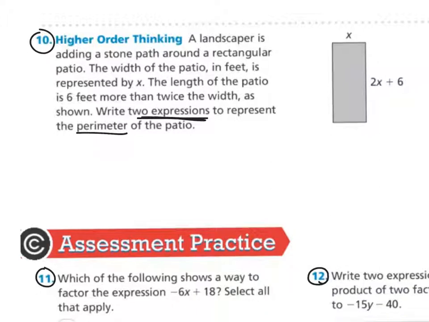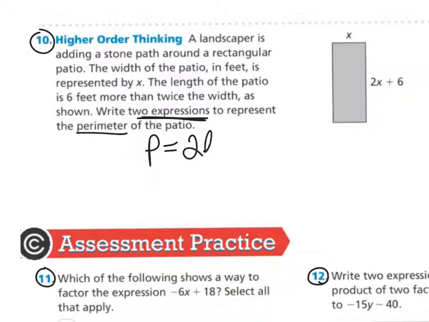Okay, so the picture they gave us, they actually didn't have to do that. That was nice of them. They could have just told us the information and we could have figured out the x and the 2x plus 6. For a perimeter, it goes all the way around.